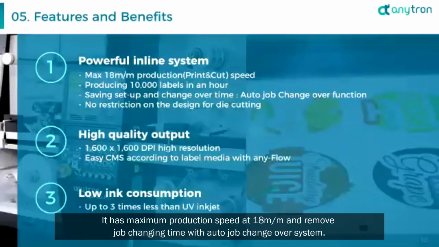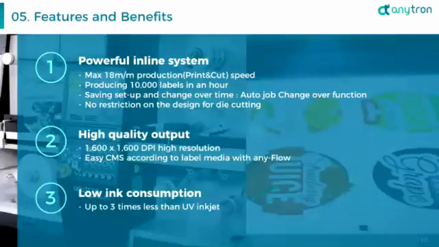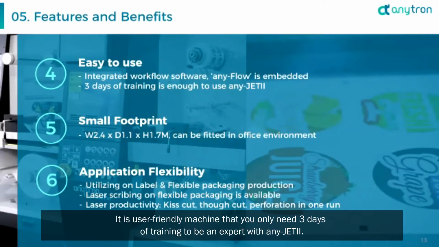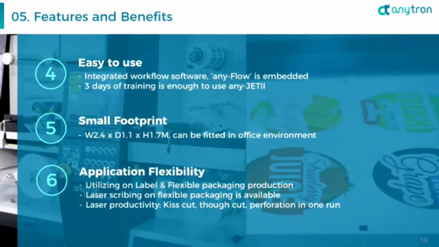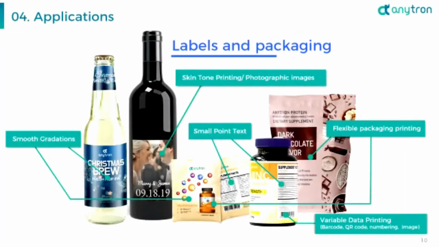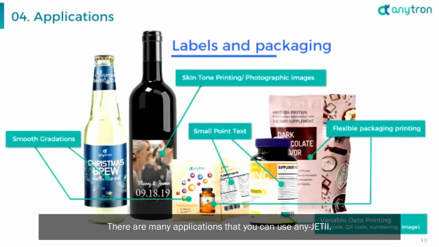There are many benefits that you can achieve while using AnyJet 2. It has maximum production speed at 18 meters per minute, and removes job changing time with the auto job changeover system. I would like to emphasize again, it is production speed. You can deliver approximately 10,000 labels to your customer in 1 hour. You can even print in high resolution using less ink. You can check it out in detail while watching the demo. It is a user-friendly machine that you only need 3 days of training to be an expert with AnyJet 2. It is a small footprint machine that can be installed in an office environment. And you can produce multiple applications with AnyJet 2.